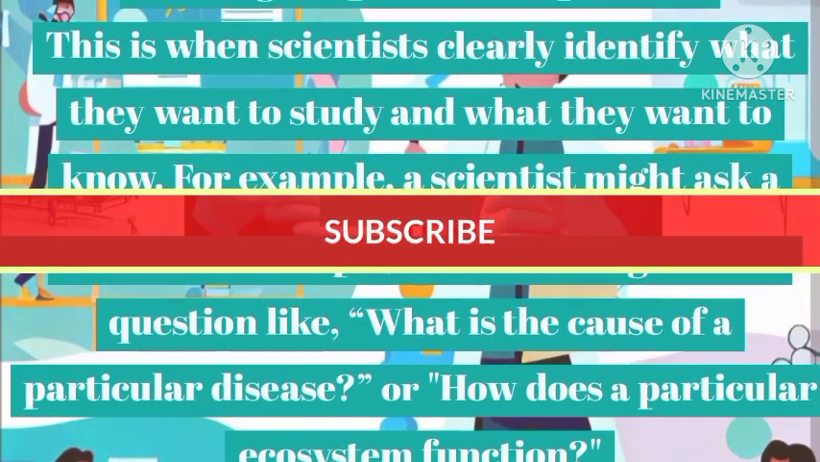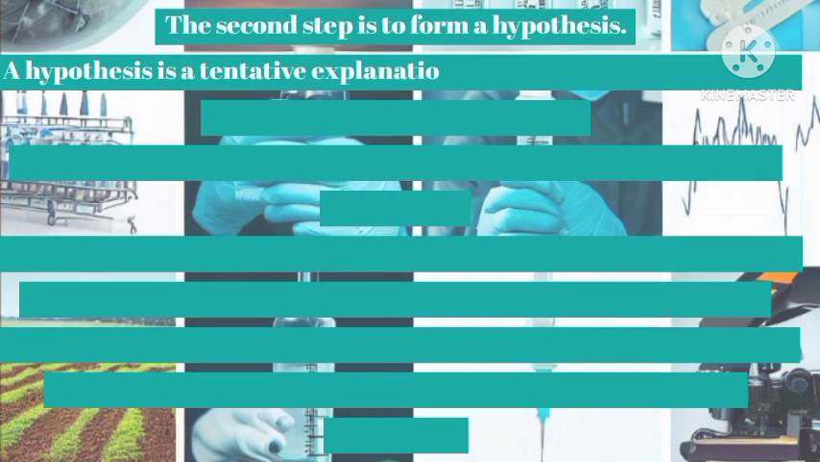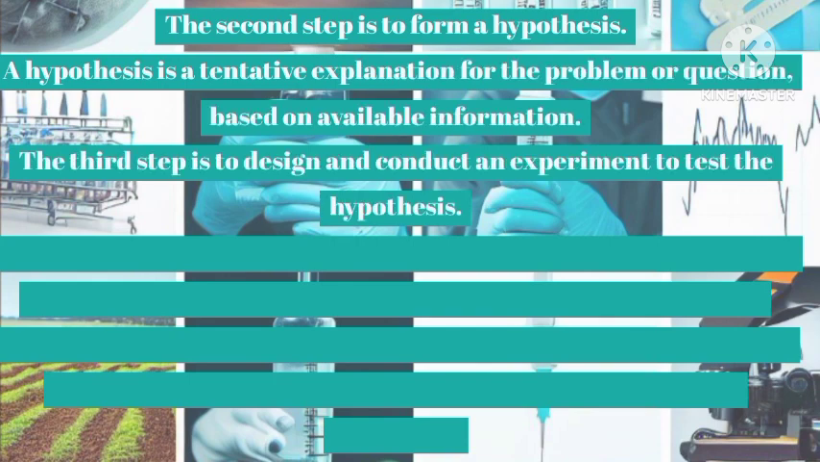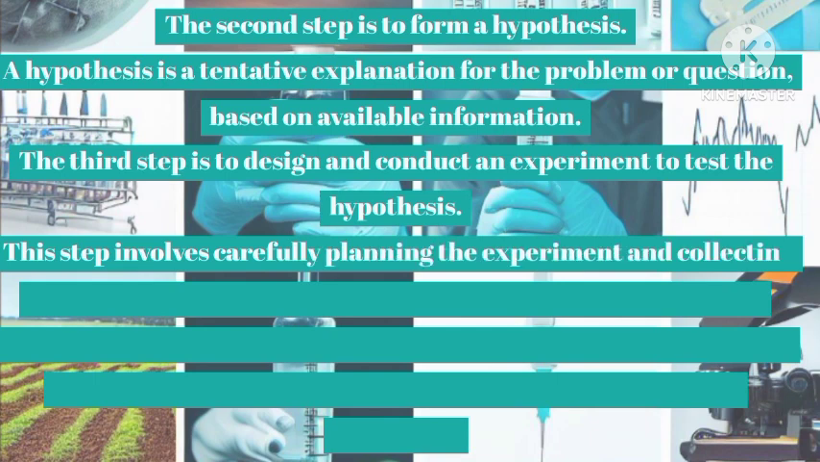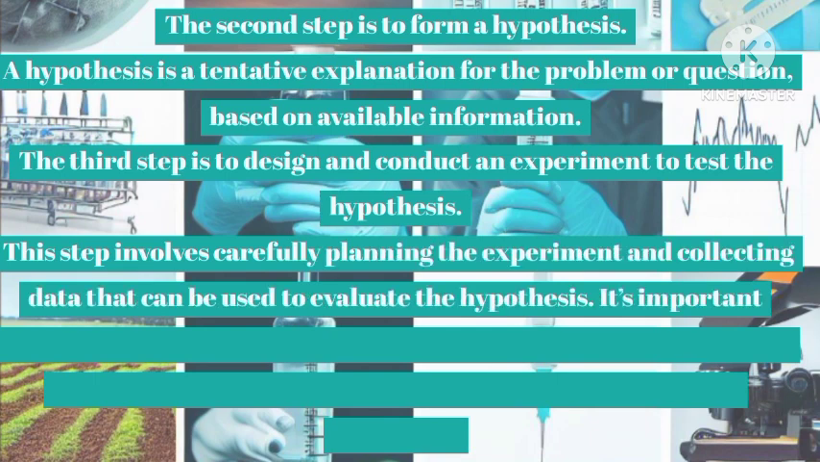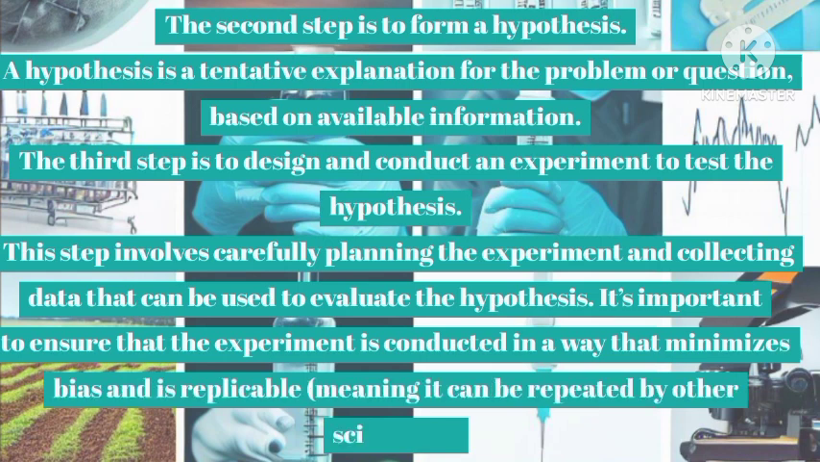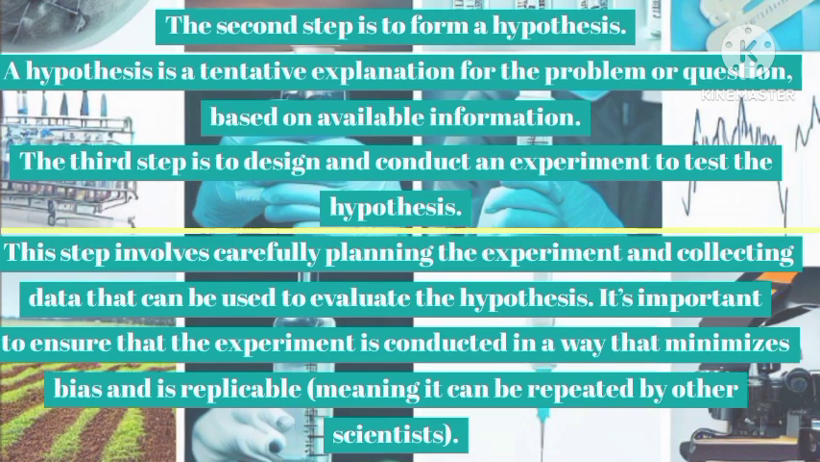The second step is to form a hypothesis. A hypothesis is a tentative explanation for the problem or question, based on available information. The third step is to design and conduct an experiment to test the hypothesis. This step involves carefully planning the experiment and collecting data that can be used to evaluate the hypothesis. It's important to ensure that the experiment is conducted in a way that minimizes bias and is replicable, meaning it can be repeated by other scientists.